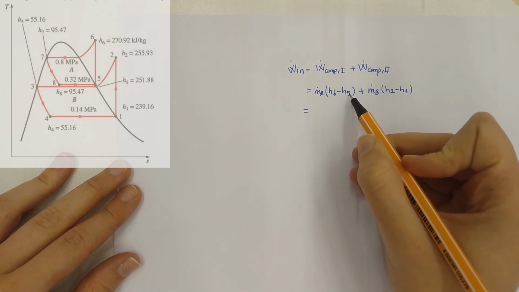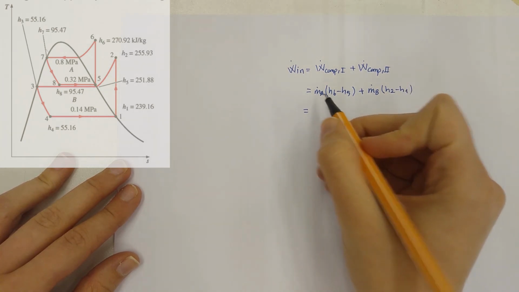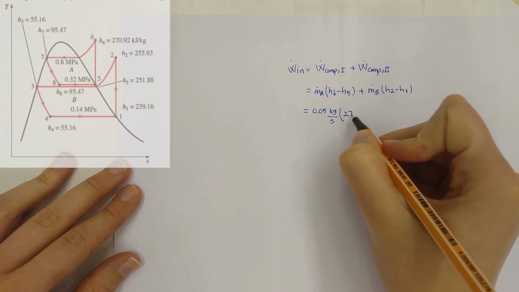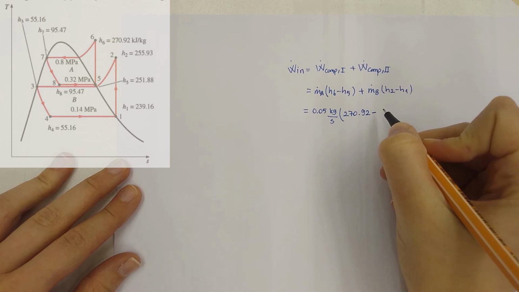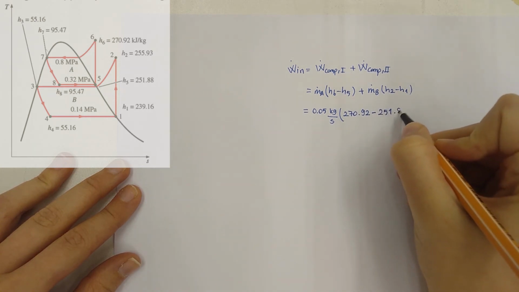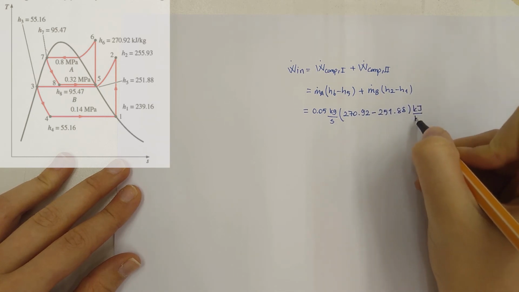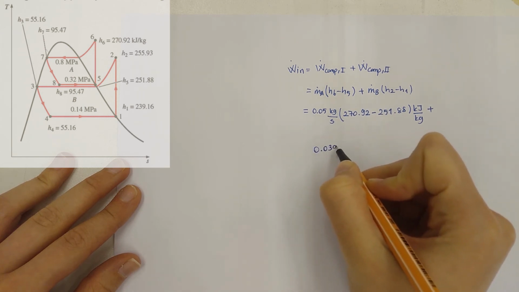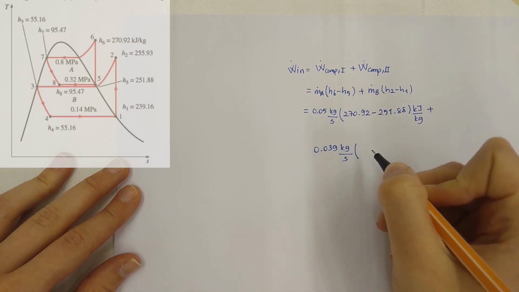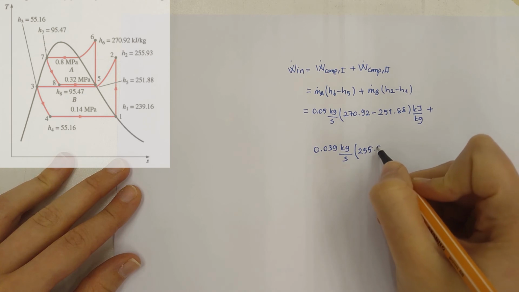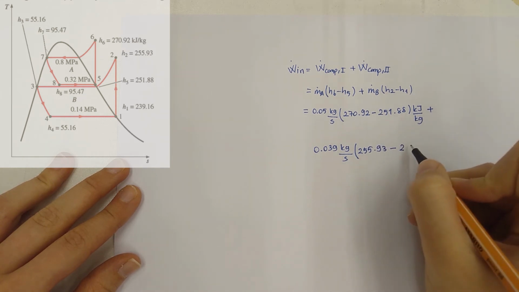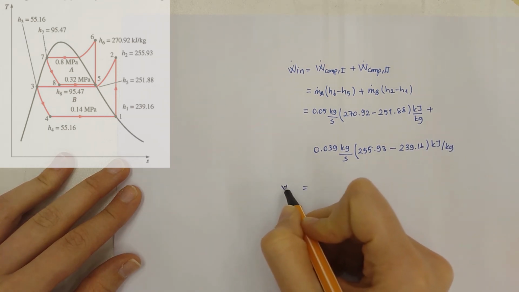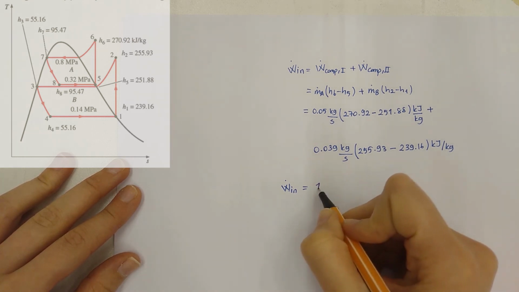We can find all of the enthalpies from the table. We know that MA is 0.05 kilogram per second, and we know H6. And work equals 1.61 kilowatts.